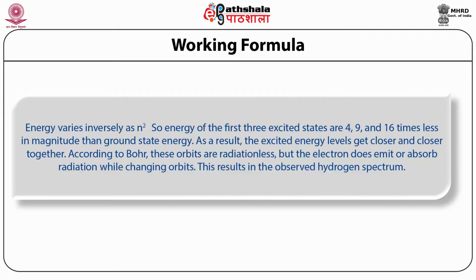That is, the electron is capable of changing orbits. It can take only fixed orbits, but it can absorb radiation and jump from one orbit to another. So this results in the observed hydrogen spectrum. The hydrogen spectrum is due to the transition of electrons from one orbit to another.